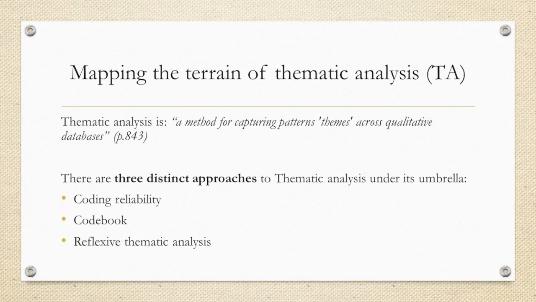Something to bear in mind is that there are three distinct approaches or schools of thematic analysis under one umbrella. These are referred to as coding reliability, codebook, and reflexive thematic analysis, the last of which is the approach by Braun and Clarke. The authors considered these as having radically different conceptualizations of what a theme represents, with different methods for theme identification and development, as well as coding.